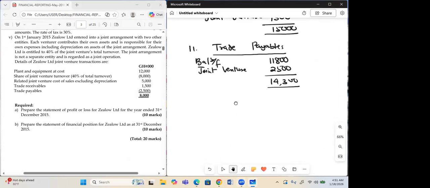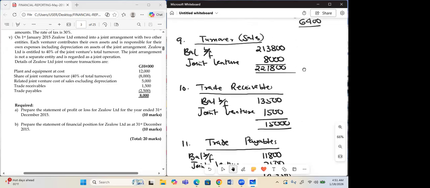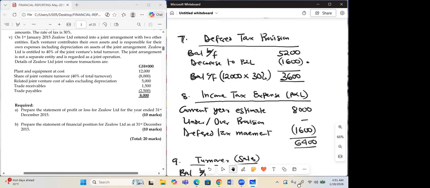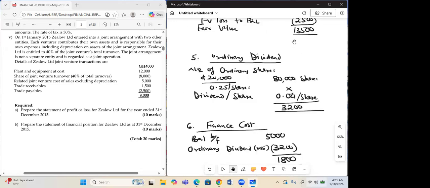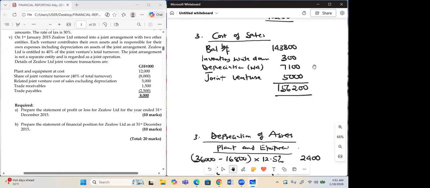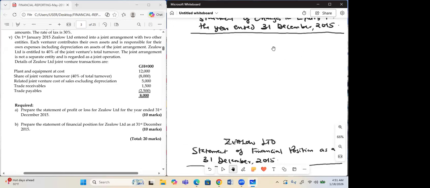So before we prepare the statement, those who have been taking notes, have you written everything? Have you written all the workings? Yes, sir. So those who have been taking the screenshots, you need to exercise patience. When we are done, then you take all the screenshots at once. So now let's go to our statements.